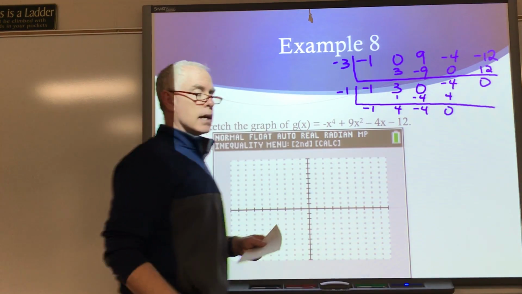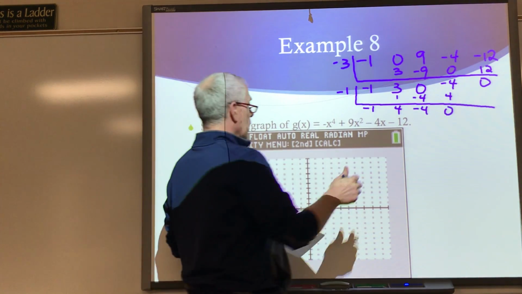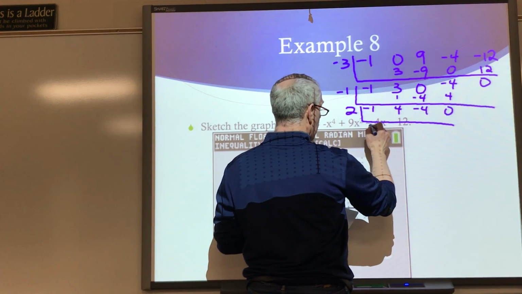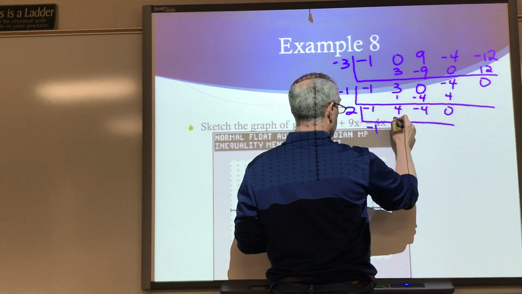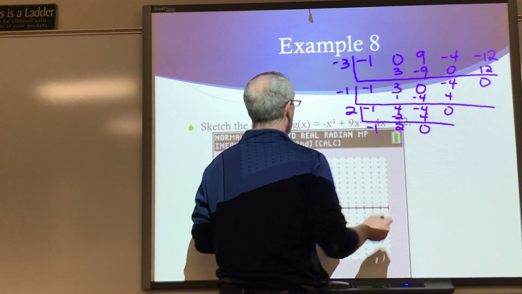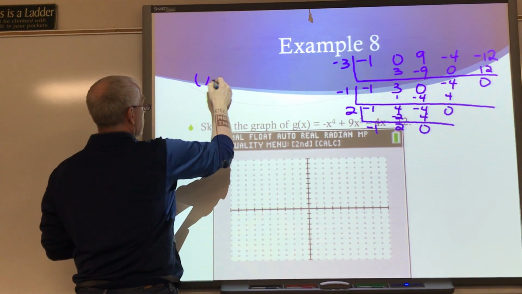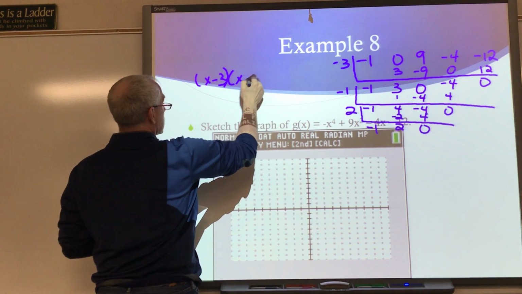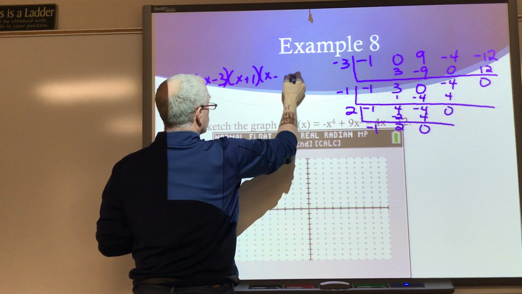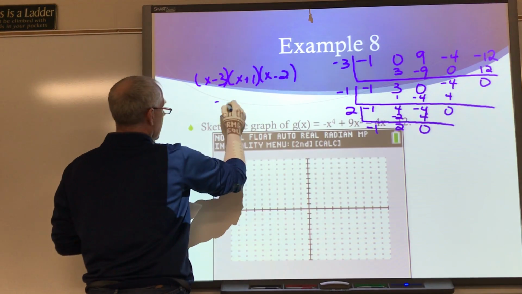And it definitely did. I got 0 for remainder there. It looked like it crossed at 2, so I'm going to try that one. Okay? And so I was left with x minus 3, x plus 1, and then I had an x minus 2, and then this one is negative x plus 2.